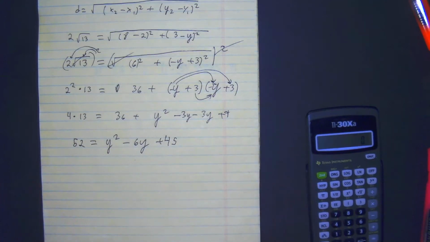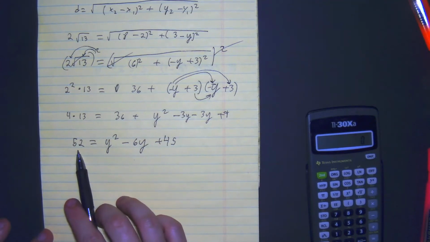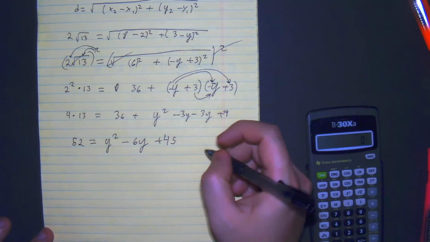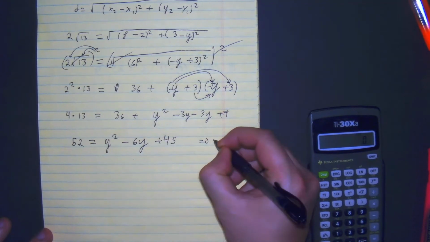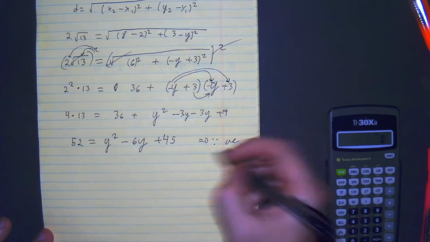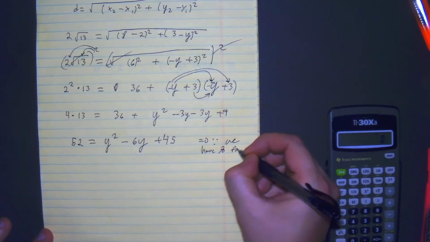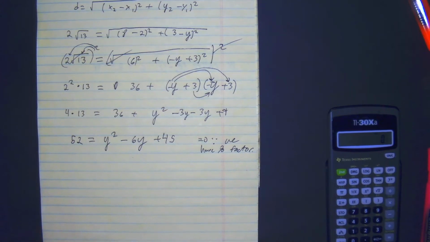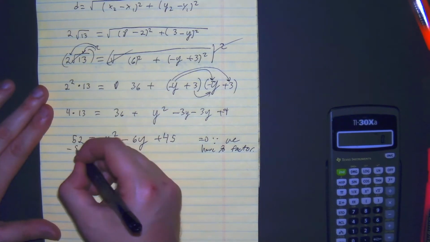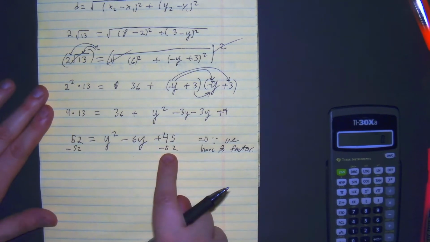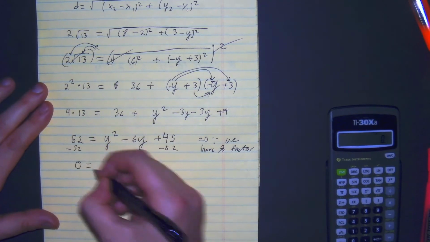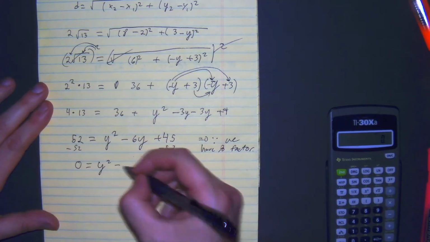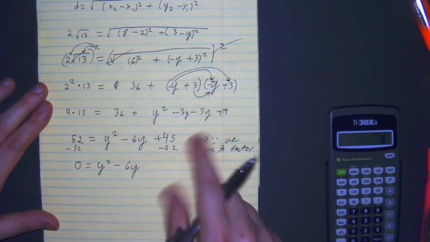Moving it up a little bit. All right. So now, what we're going to do is put this over because we have to factor, so it has to equal 0. We have to find the zeros of this equation, where it crosses the x-axis. Alright, so subtract 52 from both sides. That will go into it 7 times, so we have 0 is equal to y squared minus 6y, and I said minus 7.